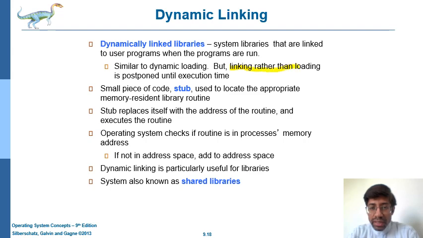Dynamic linking is implemented in this way. Generally, a small piece of code called a stub is used to locate the appropriate memory-resident library routine, and this stub will replace itself with the address of the routine and execute that routine. The operating system will check if the routine is in the process's memory. If it is not in that address space, it will be added to the address space. If it is already there, it will proceed with the further execution. So dynamic linking is generally useful for libraries, which are also known as shared libraries.